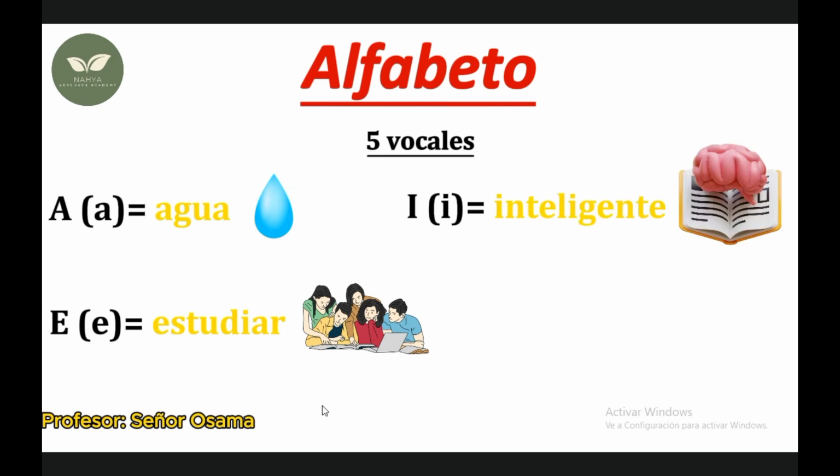So the next one is I. Okay, I is not ai, but i. In English it's ai, but in Spanish it's i. So we find it in the example of inteligente. We must show the pronunciation. Listen, inte, inte. Inteligente, which means intelligent.